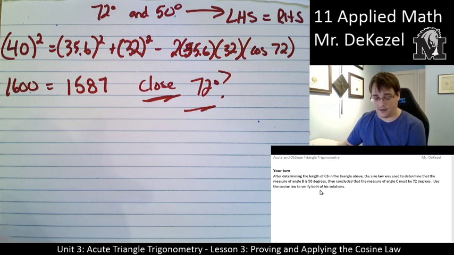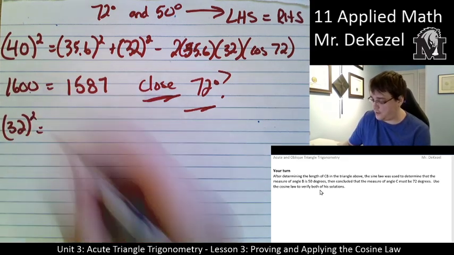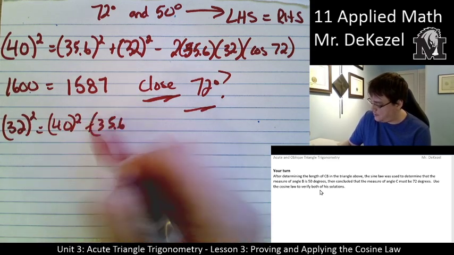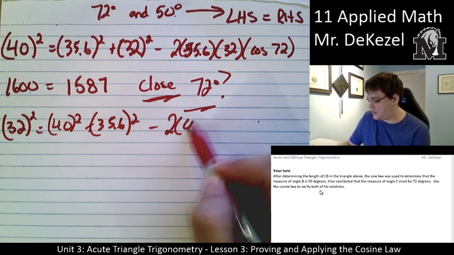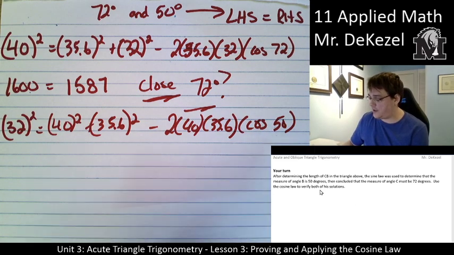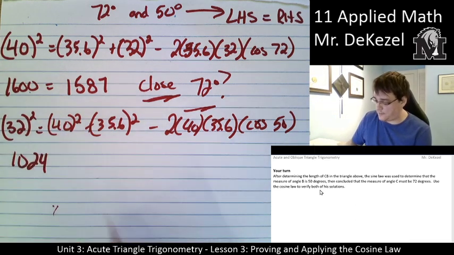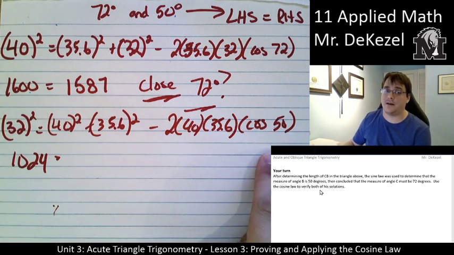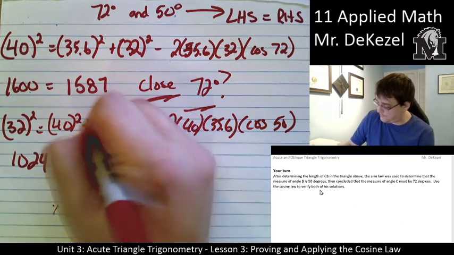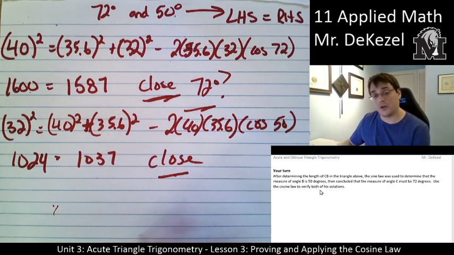Across from the 50 degree angle was the side 32. So that means 32 is what we have out here, 32 squared. And the other two sides go in these slots. That would be 40 squared plus 35.6 squared. Subtract 2 times 40 times 35.6 times the cosine of 50, the angle that is across from the side that is out here. 32 squared is 1024. So if this side all adds up to equal 1024, that would be correct. Again, do each piece separately and add them together. This would equal 1037. So again, we're close.